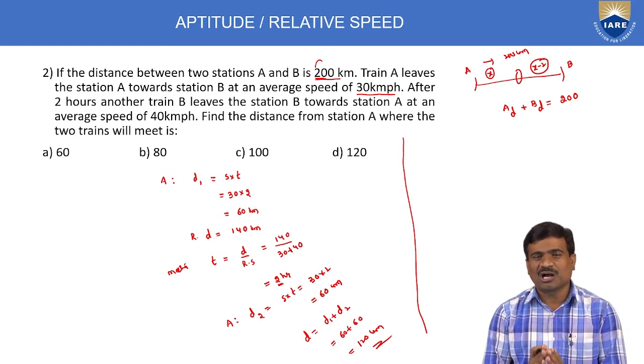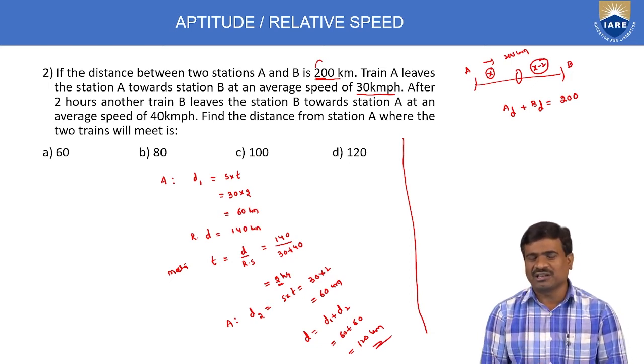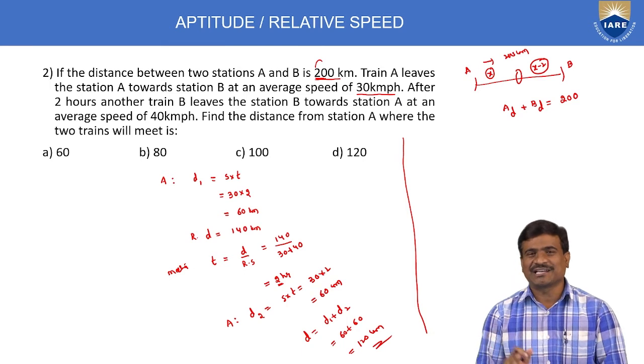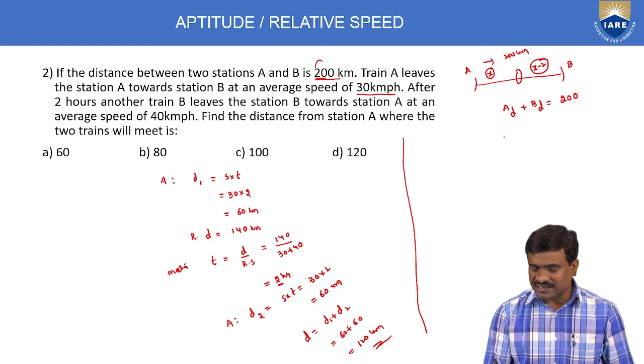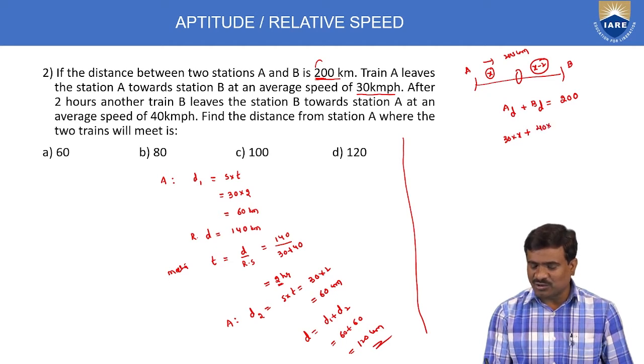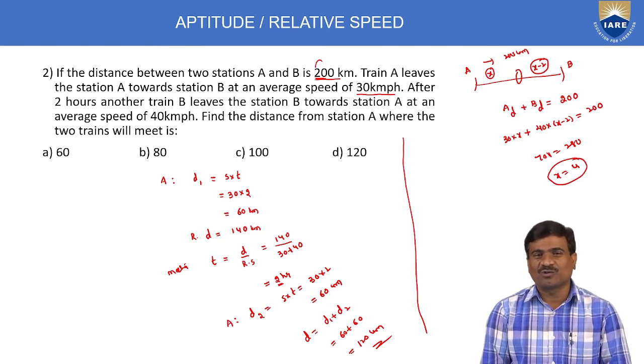Here A's time up to the meeting point is x hours, then B's time is 2 hours less than A's time; less than indicates the minus operator, x minus 2. A's distance is speed into time, 30 into x. B's distance is speed into time, with B's time x minus 2, and the sum is equal to 200. Next, 70x is equal to 280. X is equal to 4 hours. The meeting time x is equal to 4 hours.